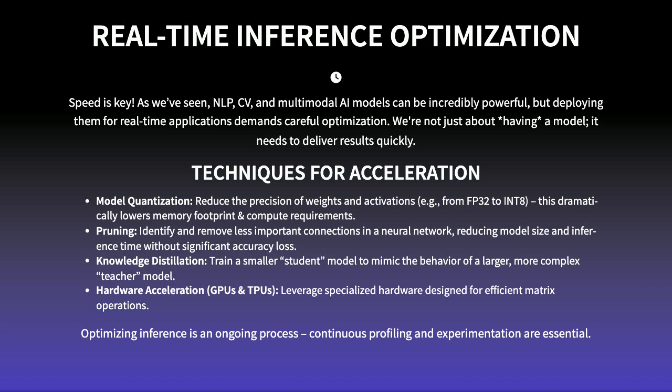First, we have model quantization. Essentially, we reduce the precision of all those numbers inside the model, making it smaller and faster. Then there's pruning, which is like trimming away unnecessary connections to make the model leaner. Knowledge distillation lets us train a smaller, quicker model that still learns from a bigger one. And finally, utilizing hardware accelerators, such as GPU or TPU, can dramatically boost performance.